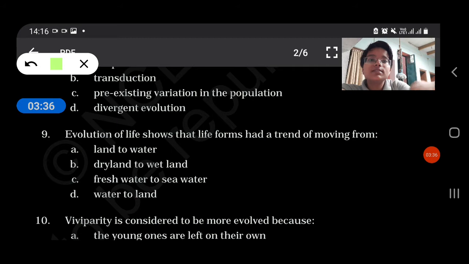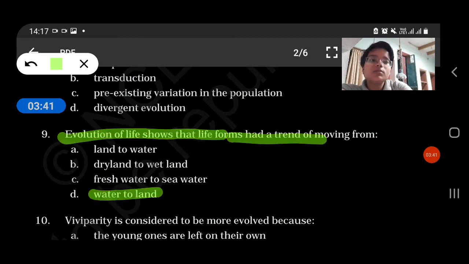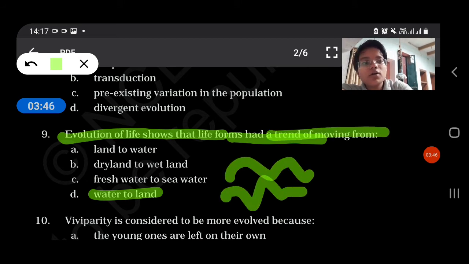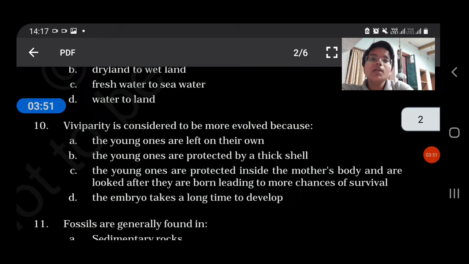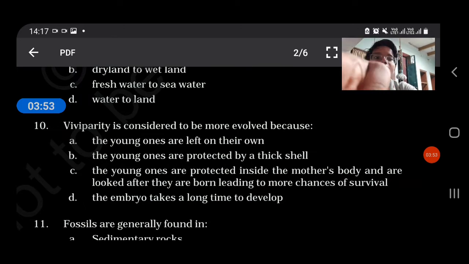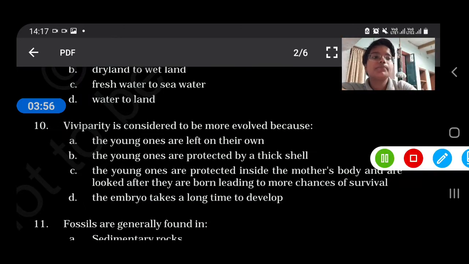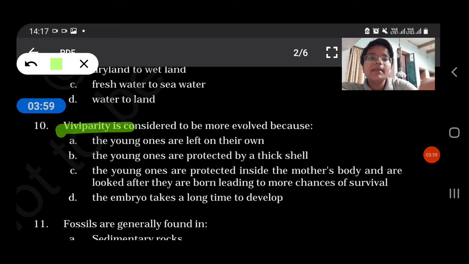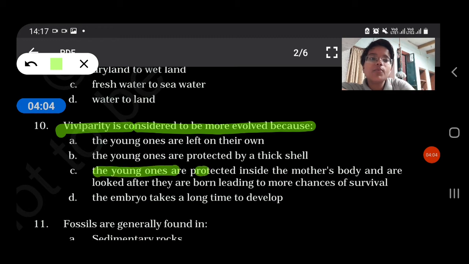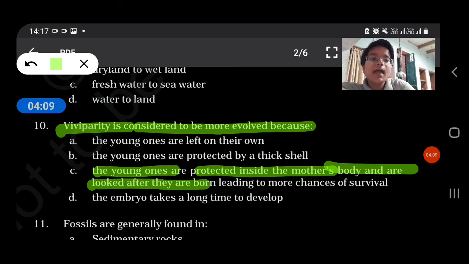This one's answer is water to land. Evolution of life shows that life forms have followed a trend of moving from water to land, from aquatic to terrestrial. Viviparity is considered to be more evolved because the young ones are protected inside the mother's body and looked after when they are born, leading to more chances of survival.